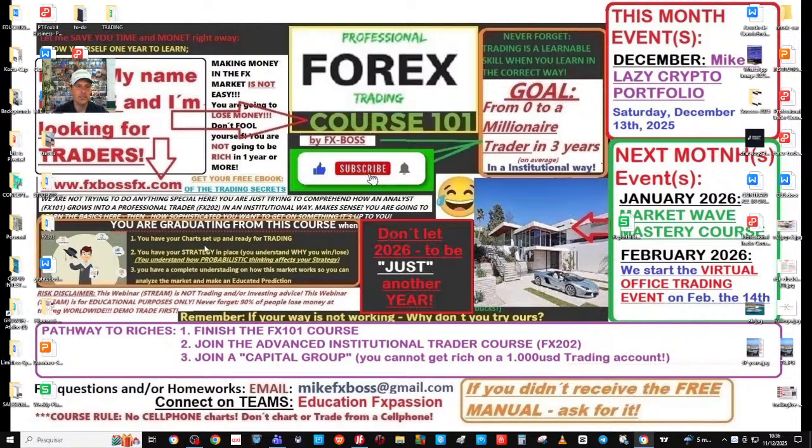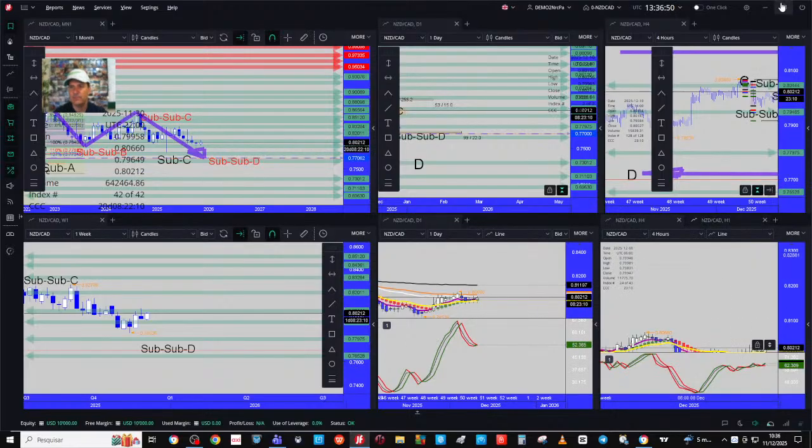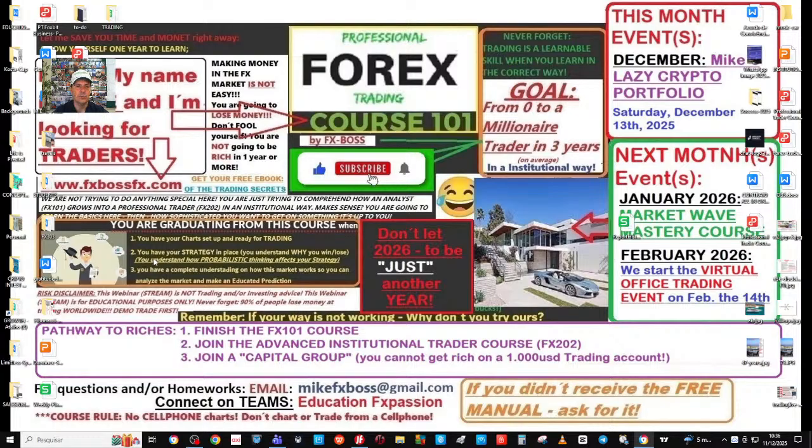Also, never forget, everybody, you're going to graduate from this Forex course 101 before you go into the Forex course 202. You need to have your chart set up and ready for trading, something like this. It doesn't need to be the same, but number 2, you have a strategy in place, more or less, you understand why you win, why you lose. And number 3, you have a complete understanding how this market works, so you can analyze the market and make an educated prediction.